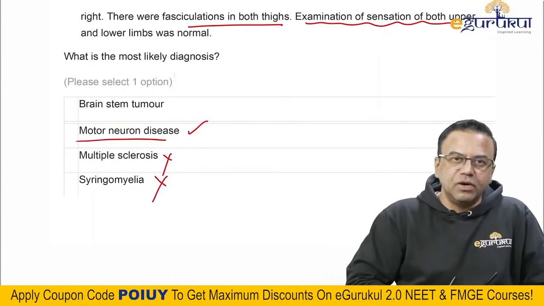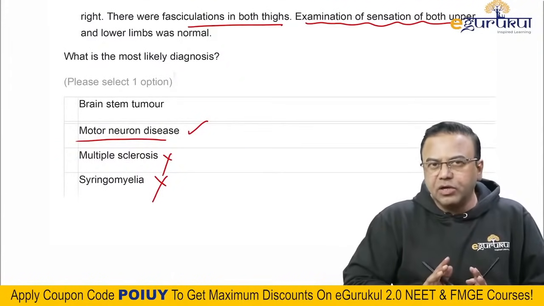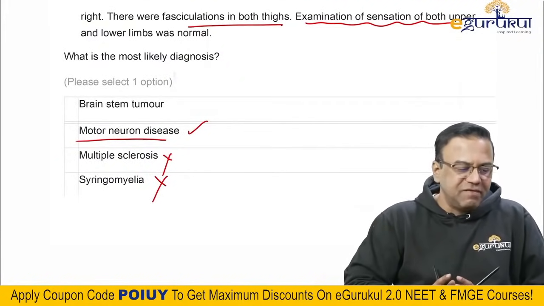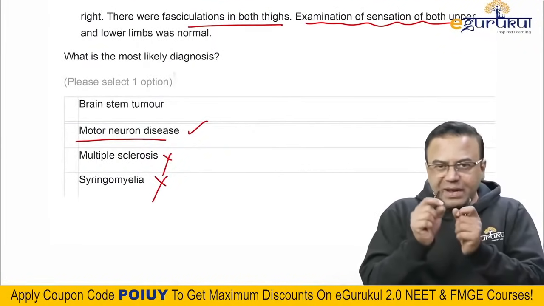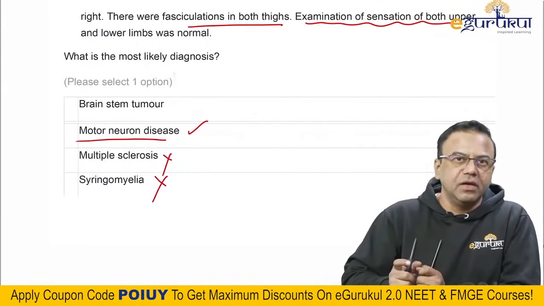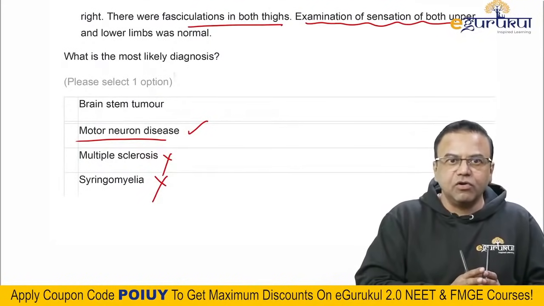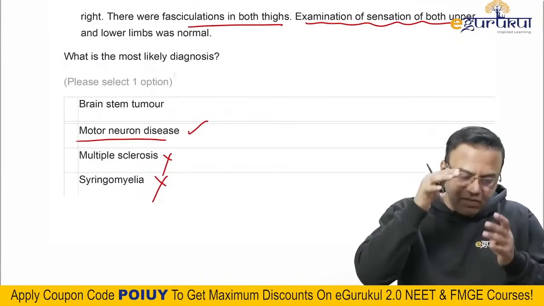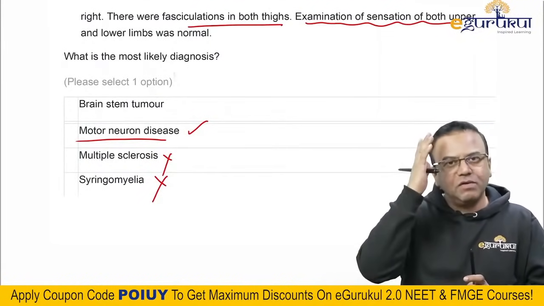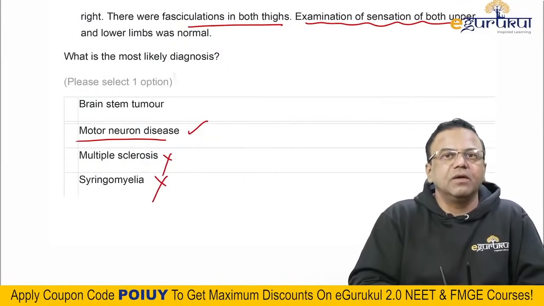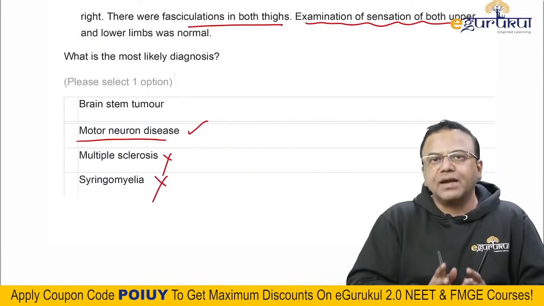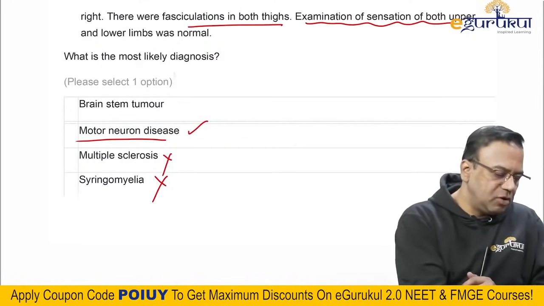A brainstem tumor would have come with predominantly UMN findings. You can't expect fasciculation in the thigh. It means the anterior horn cells that are supplying the thigh muscles must be affected. So that means the lumbar area is involved, right? If you're talking brainstem, that is high up. Everything below should be UMN. When you've got a brainstem involved, everything below should be UMN. That's not the case. You're seeing LMN findings in the lower limb. It means that these anterior horn cells are involved. So brainstem tumor is unlikely.